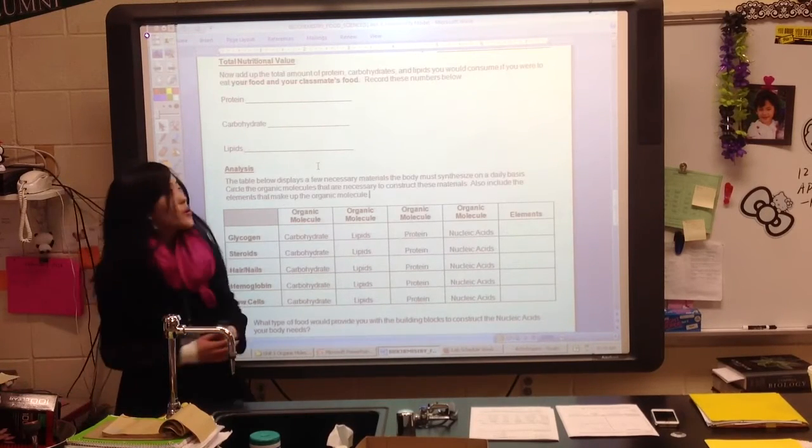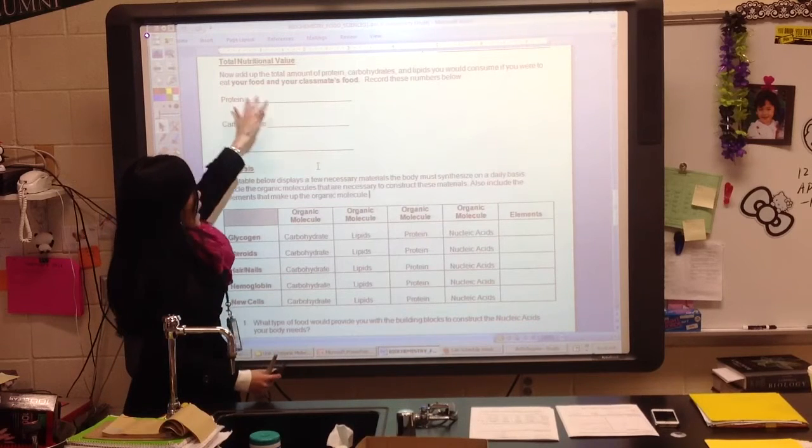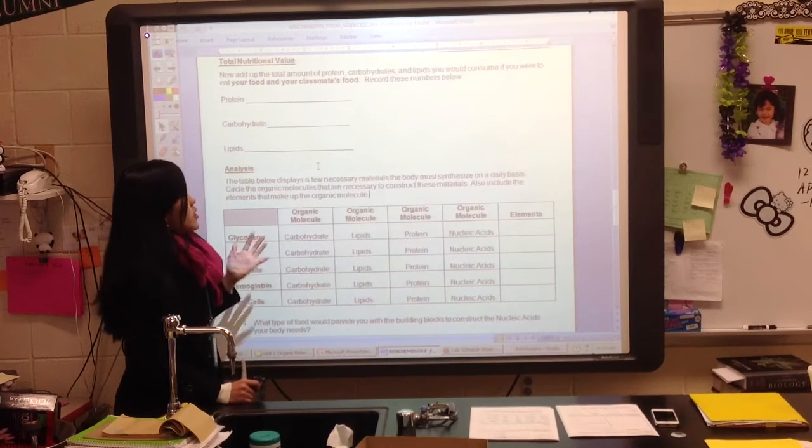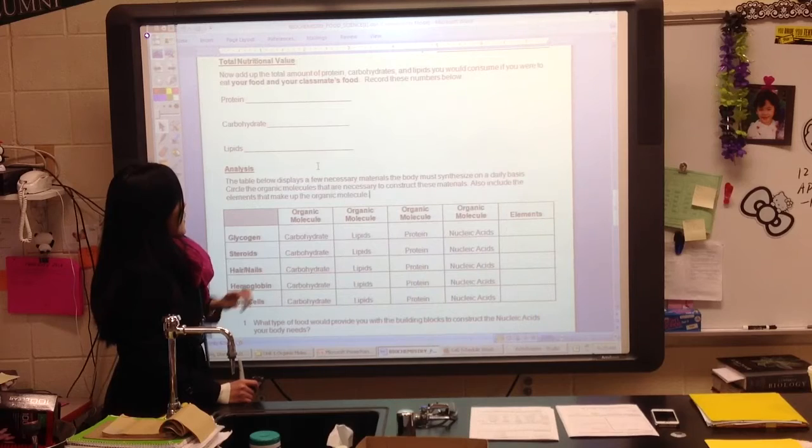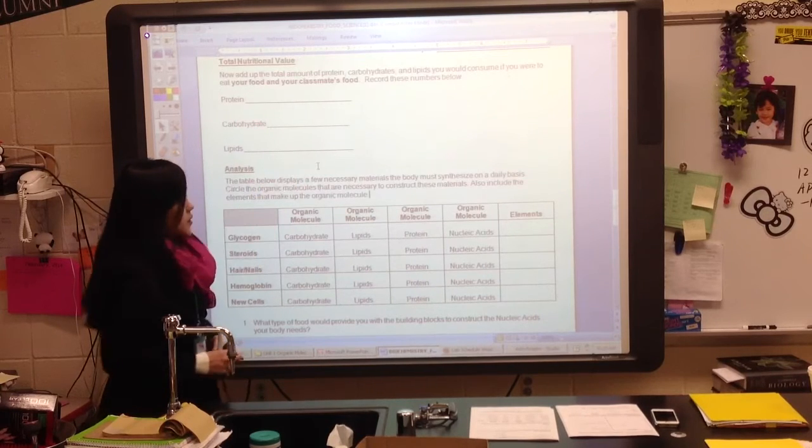Then for your total nutritional value, now you want to add up the total amounts of proteins, carbs, and lipids, and then record those numbers here.